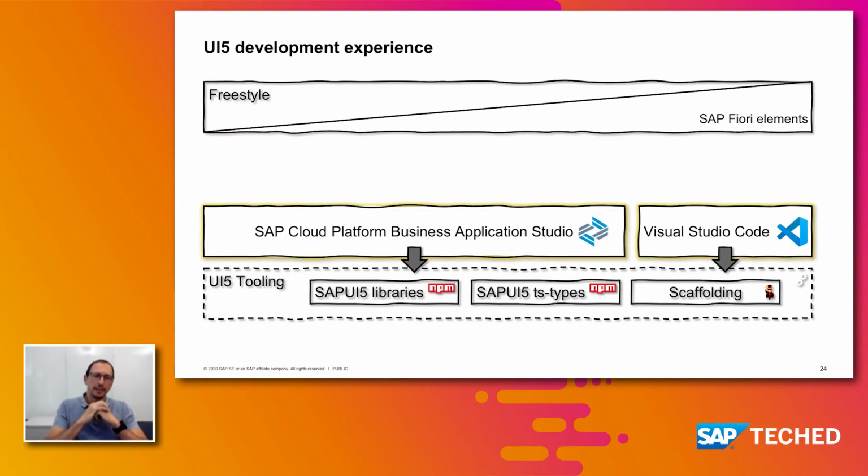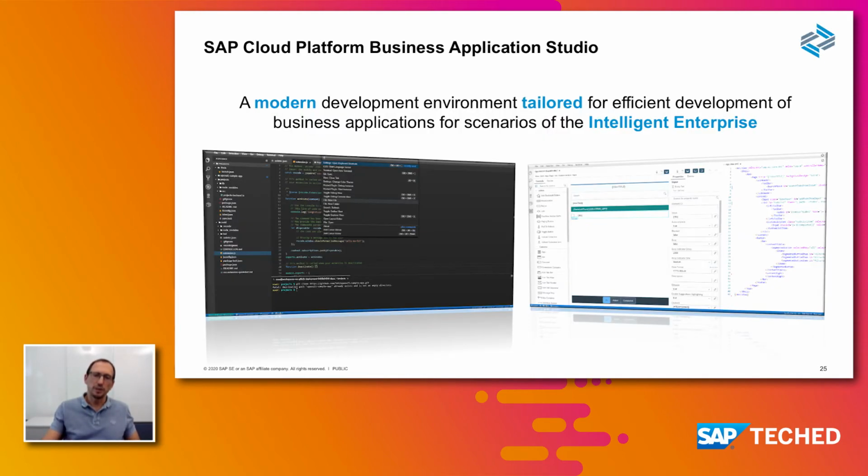And now, what are the new kids on the block? We now have two tooling offerings: the new SAP Cloud Platform Business Application Studio, and as a part of it, the kind of offline version, Visual Studio Code. And on the next slide, I will quickly introduce the two of them.